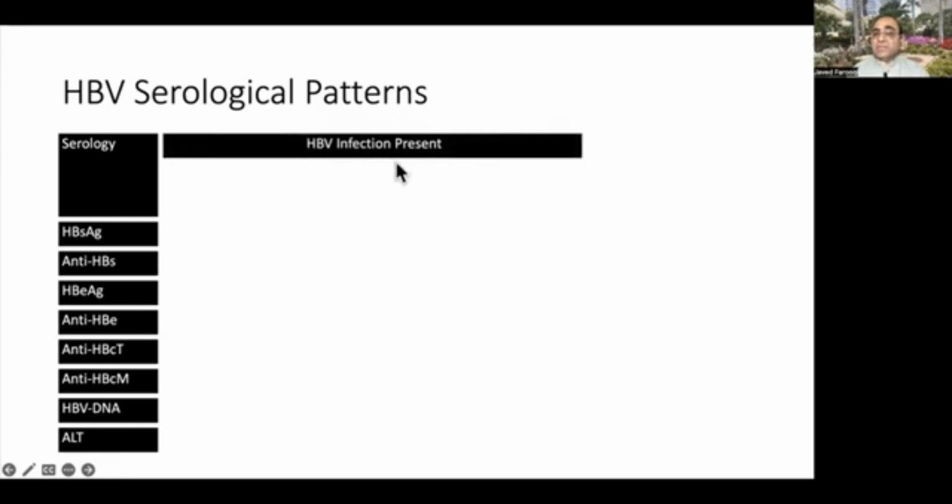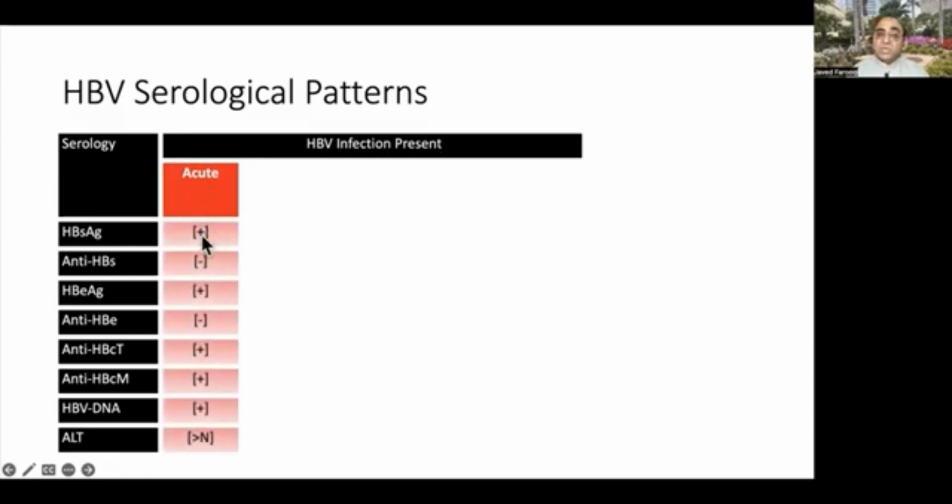These are the serological patterns in short, and it is important that you are aware of them. We shall discuss the HBV serological patterns in detail in another dedicated video. But here you can just imagine that in patients, either the infection is present or it is not present. If the infection is present, it may be acute or chronic. In acute, this is the serological pattern: HBs antigen positive, anti-HBs negative, E antigen positive, E antibody negative, total core antibodies positive, IgM positive, DNA positive, and the ALT very, very high.